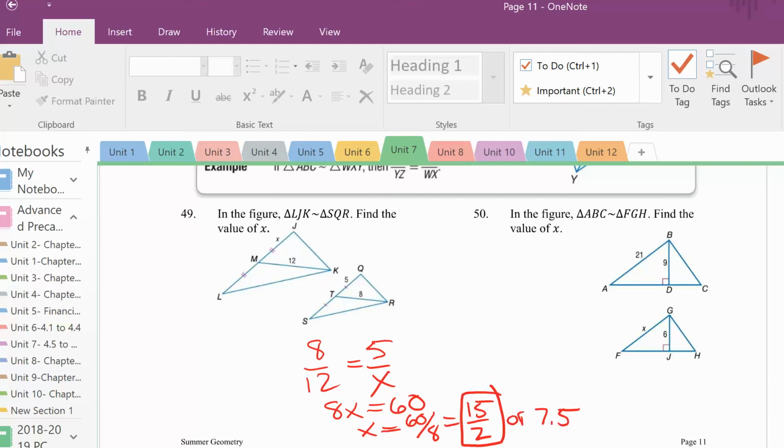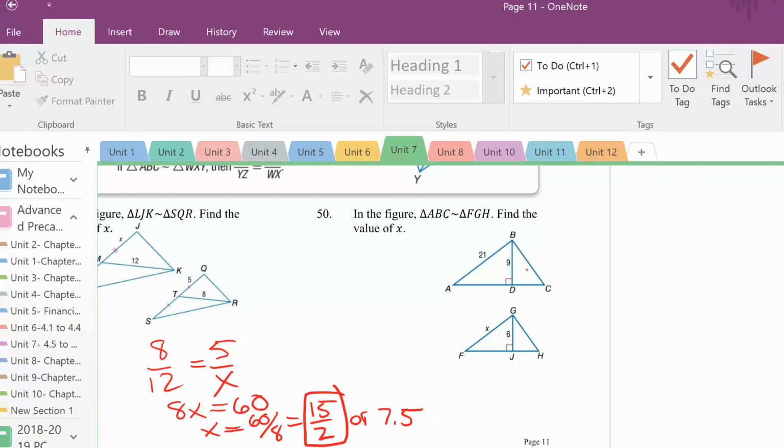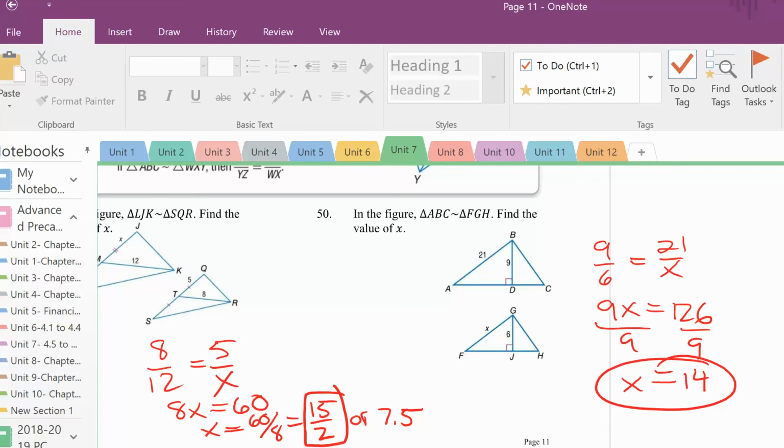All right, so the next one, these are altitudes, and the triangles are similar. So 9/6 is going to equal 21/x. So cross multiply. So 9x equals 21 times 6, or 126. Then you divide by 9, and you get x equals 14. All right, next page.